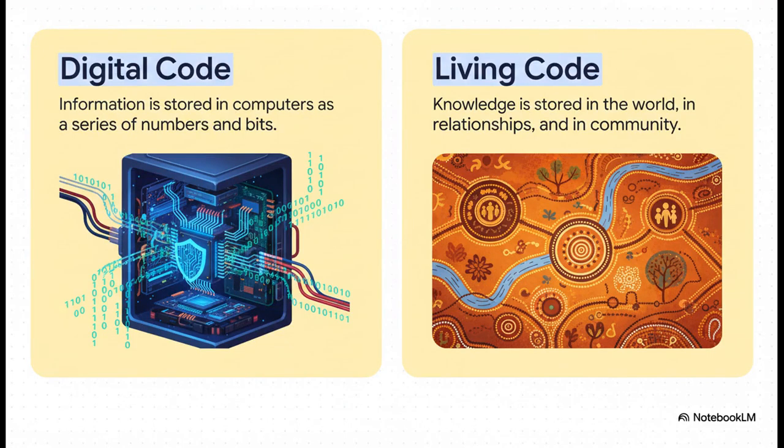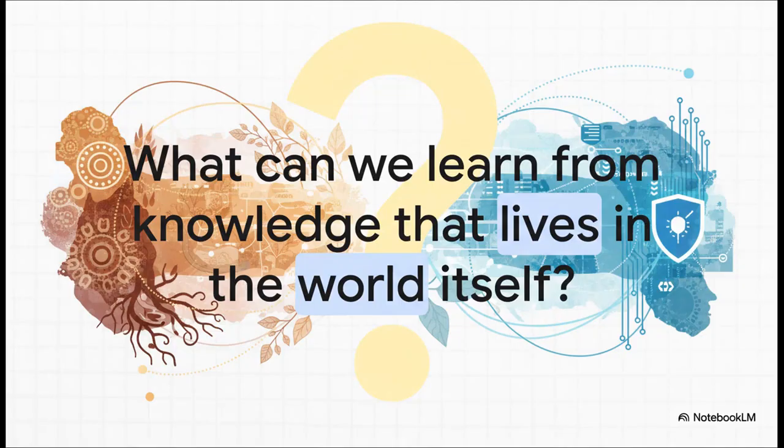So, to wrap it up, we've looked at two very different kinds of codes. One system stores information inside computers, using numbers and logic. The other system stores it out in the world around us, in the land, in our relationships with each other, and within our communities. And that really leaves us with one final question to think about. In our world, which is absolutely overflowing with digital information, what can we learn and what can we gain from paying a little more attention to the knowledge that isn't on a screen, but is all around us, just waiting to be read, in the world itself?